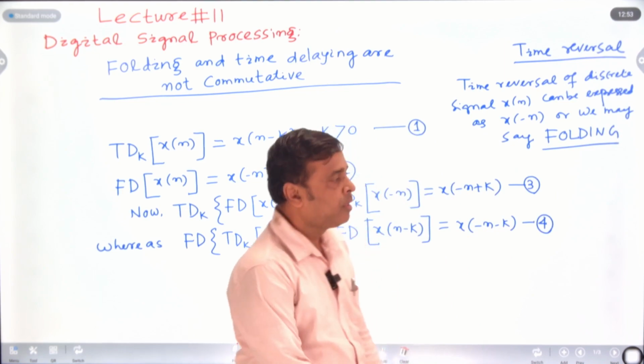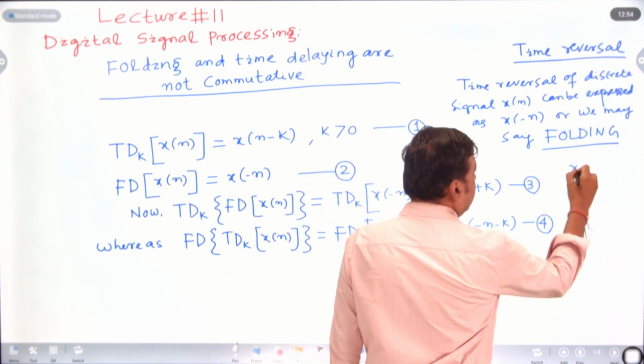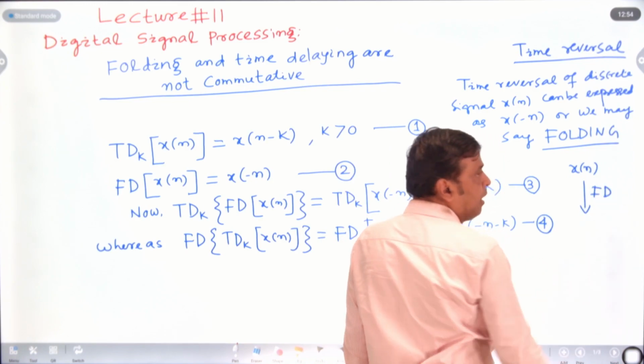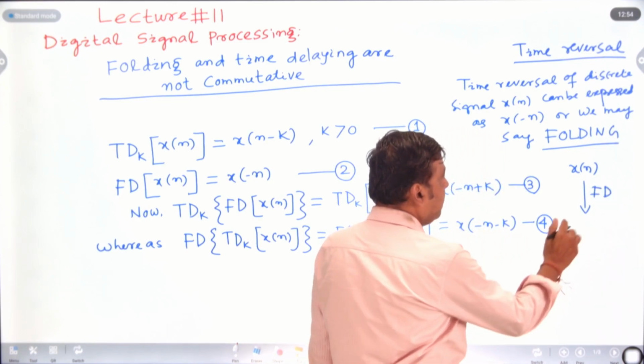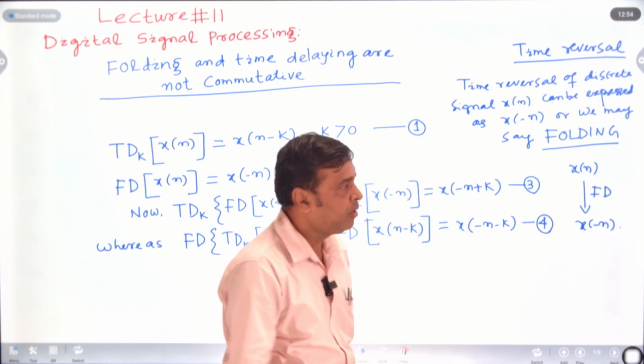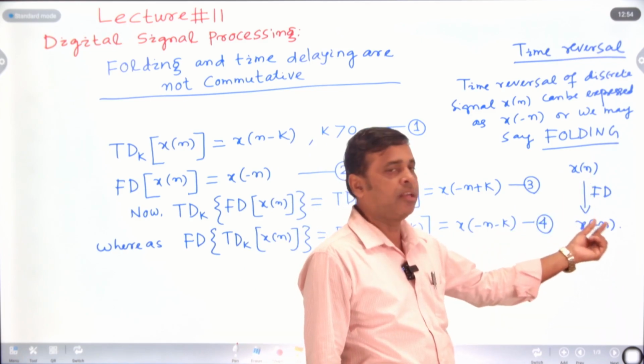X of n. If x of n is your discrete signal and you fold it, suppose we call it FD, what is it nothing but? X of minus n. What do you observe? Folding of a discrete signal x of n is nothing but x of minus n.